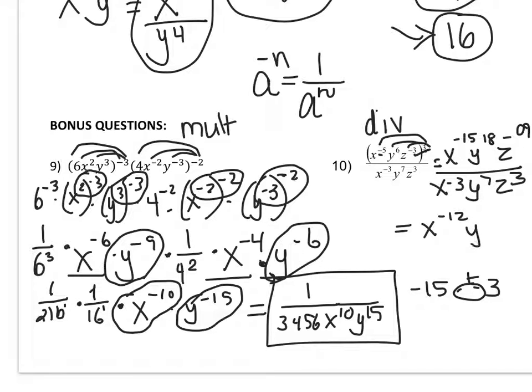The y stays the same, and you're doing 18 minus 7. 18 minus 7 is 11, so you end up with y to the positive 11. And then your z is also going to stay the same. And you're going to do negative 9 minus 3. The top is negative 9, you're subtracting the bottom, which is positive 3. Negative 9 minus 3 is negative 12. You end up with z to the negative 12. Let me just make this neater.